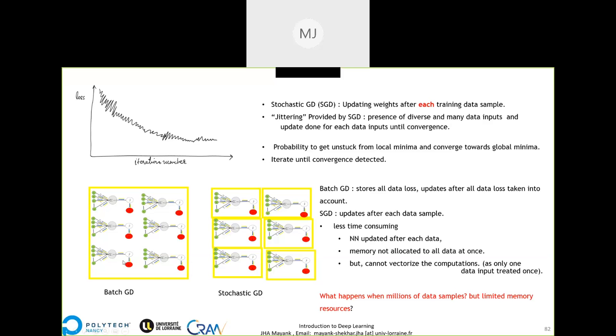So the batch gradient descent has here all of them processed at one time, and in the stochastic gradient descent, for each input, the weights are updated with respect to each input data.